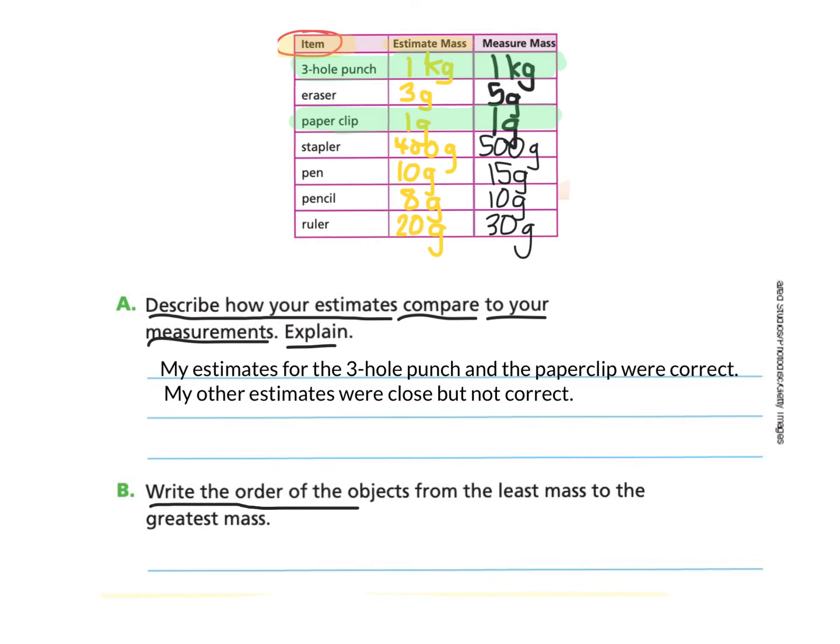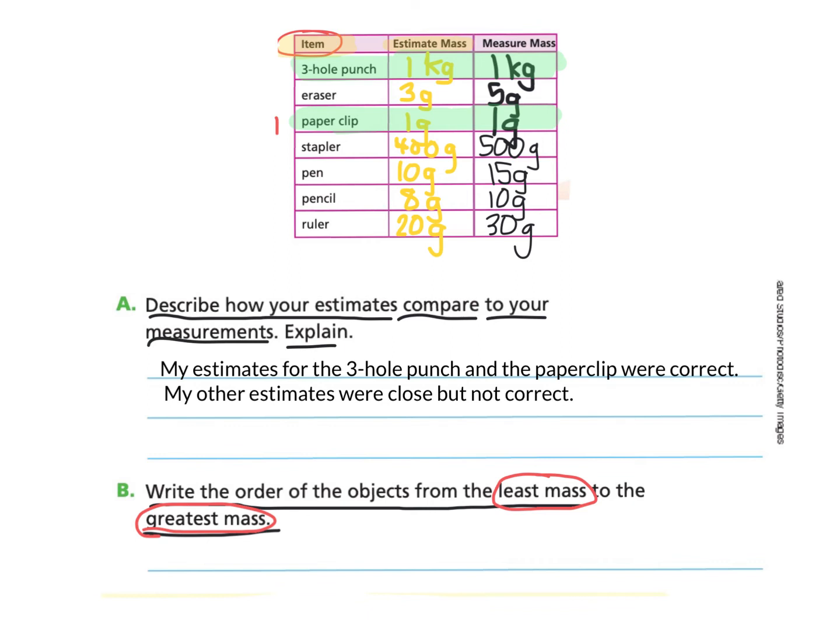Okay, let's take a look at part B. Write the order of the objects from least mass to the greatest mass. So you may want to pause and try this part on your own and then come back, or you can simply follow along with me. I'm going to start, they asked us to look for the least mass, which means the smallest, and the smallest one would be this paper clip. So that's going to be the first one in our order from least to greatest mass.